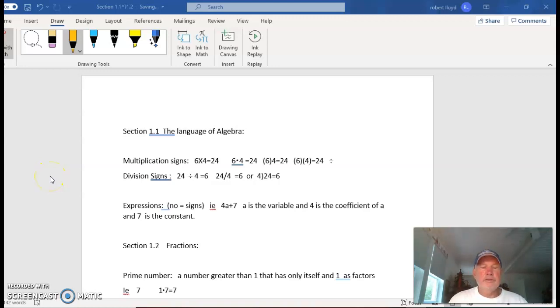Today we're going to go over section 1.1 and most of 1.2. Section 1.1 deals with the language of algebra.